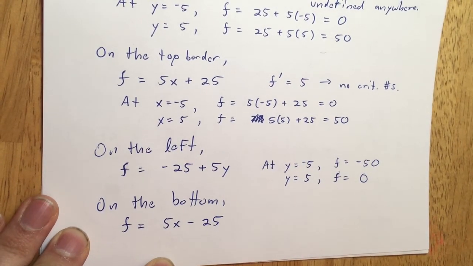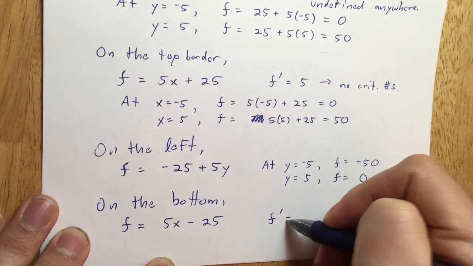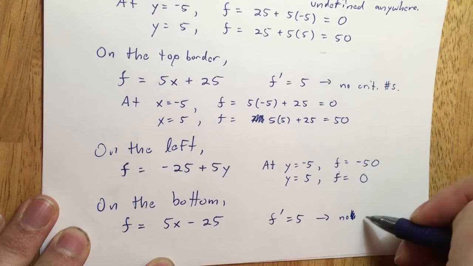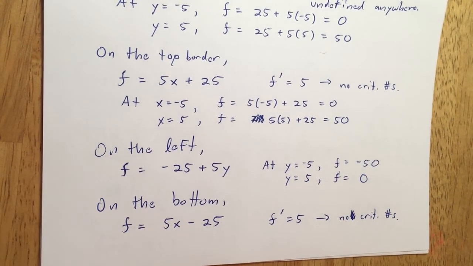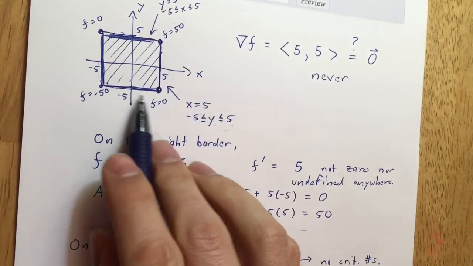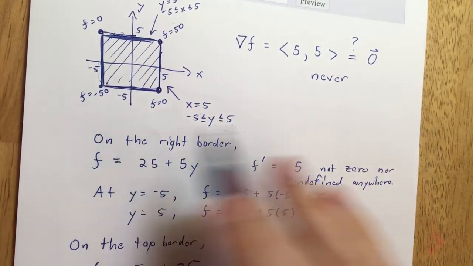Does it have any critical points? Well, no, because the derivative is 5. So there's no critical numbers here. So it doesn't have a minimum or a maximum in the middle here. And we already determined the values on the boundaries in the previous parts of this problem, so we're done.